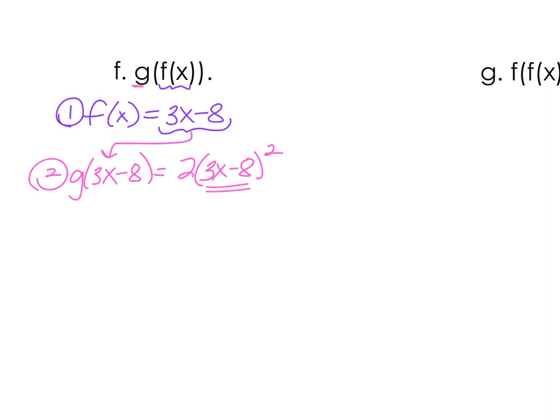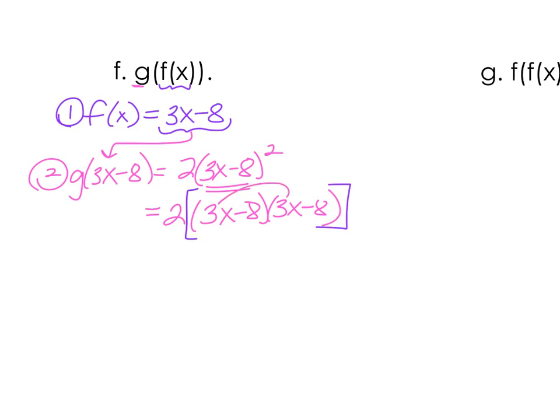This means we're going to have to write out 3x minus 8 twice and FOIL it. Who would have thought that was going to happen? Let's go ahead and do that. 3x minus 8 times 3x minus 8. Now, as we take a look at our order of operations, let's evaluate that product first, and then we'll distribute the 2 in at the very end.